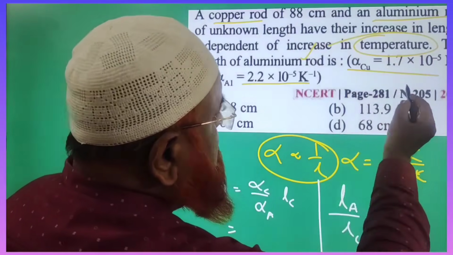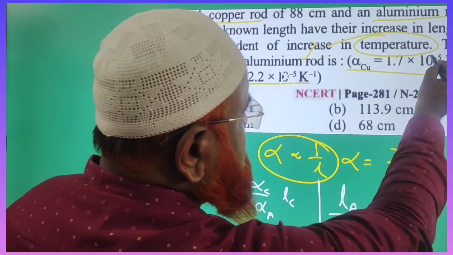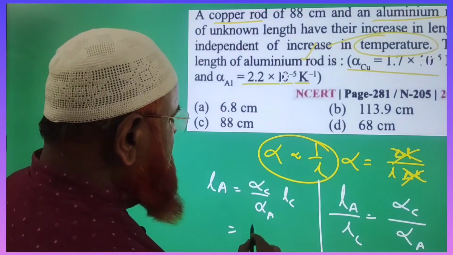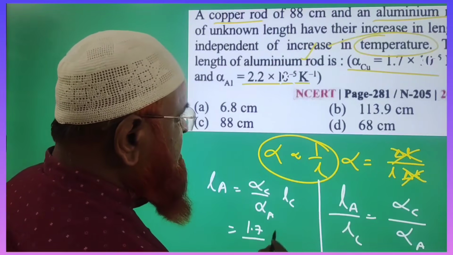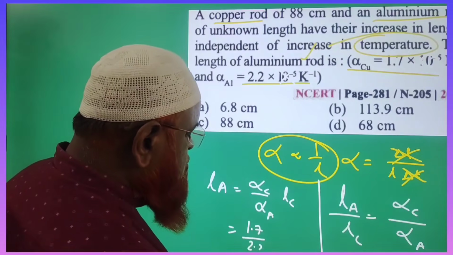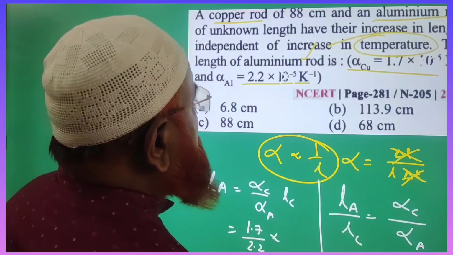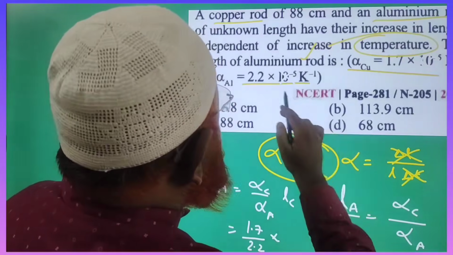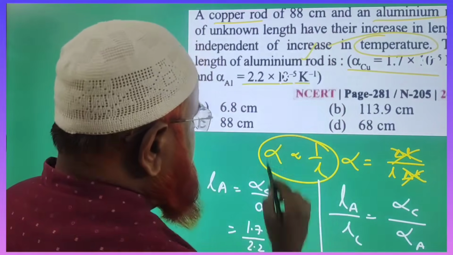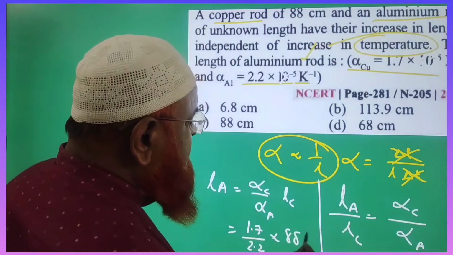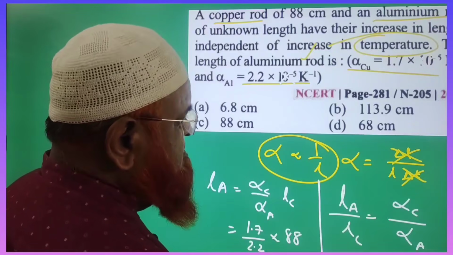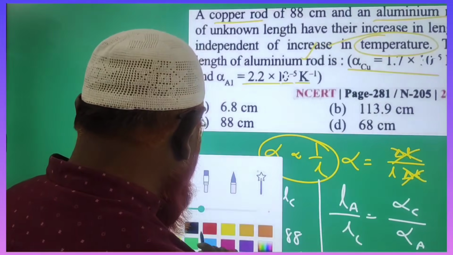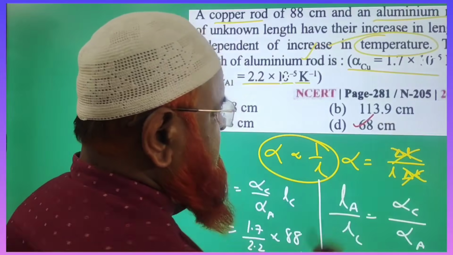Alpha of copper, you know, this is 10 power 5, this is also 10 power 5. Need not write that. Directly you can write alpha of copper is 1.7 divided by 2.2 into length of the copper. What is the length of the copper given here? What is given? It is given as 88. So 88 if you write, and if you calculate, you will be getting 68 centimeters. Therefore, your correct answer is 68 centimeters.